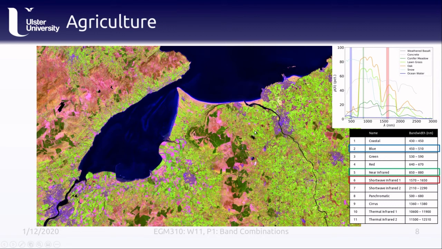So we can see that there are some fields that very clearly have a lot of growing happening. We have other fields where we don't have plants growing, or at least not to the same height or the same density. You can see that, again, the urban areas are a deep purple, which helps to distinguish them from vegetation as well.